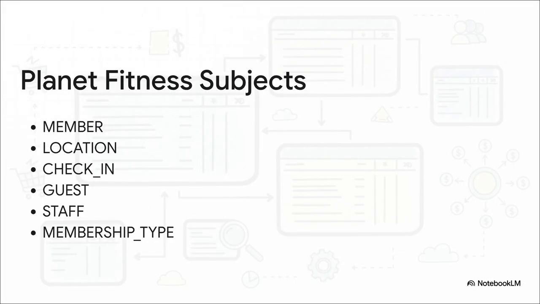So let's bring this back to Planet Fitness. What are the core nouns of the business? Well, we have members, obviously. We have physical locations. We have check-ins, those are events. We have guests, staff, and different membership types. See? Each of these distinct subjects gets its very own table. This is how we start to bring order to all that chaos.